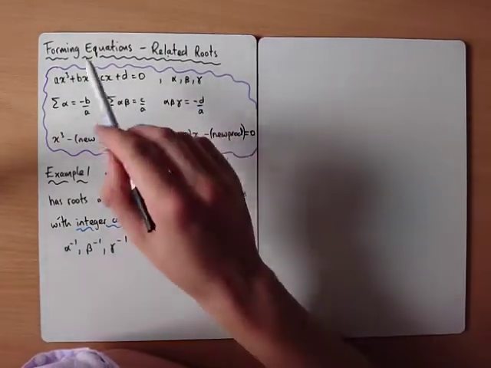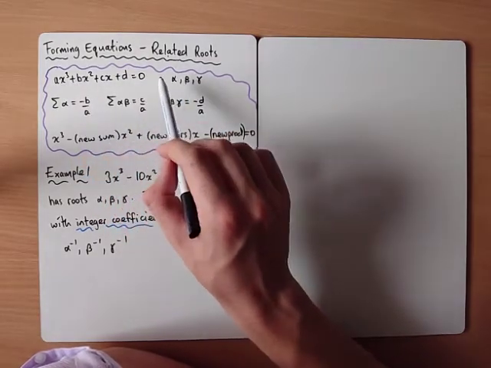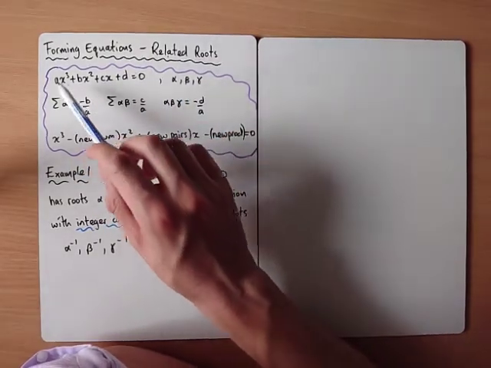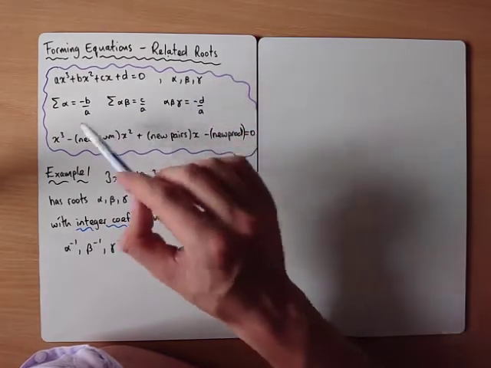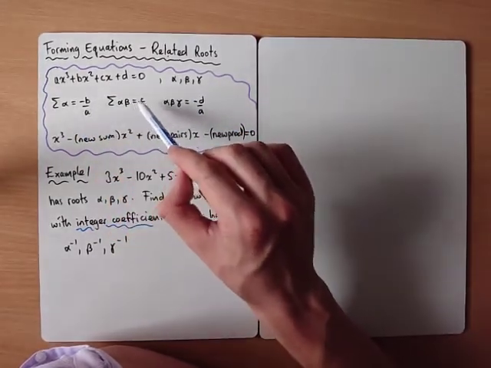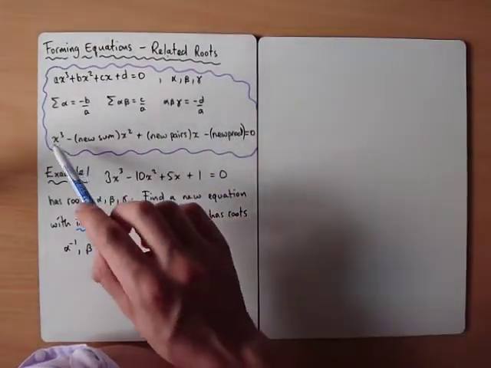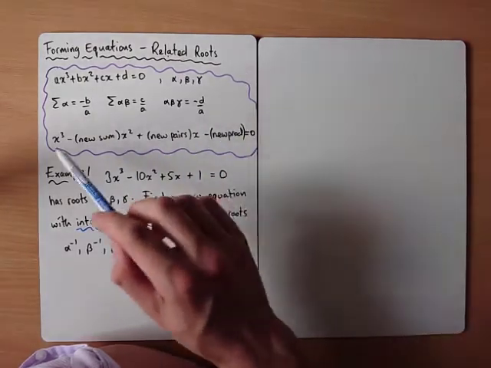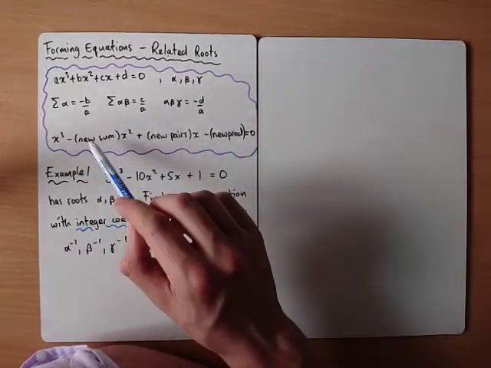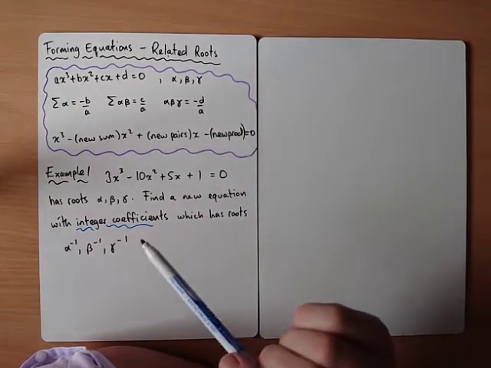In this video, we're going to look at forming a new equation with related roots, and we're going to extend it to cubics. So for cubics, we know that we've got three roots, alpha, beta, gamma, and we can think about the sum of the roots as being minus b over a, the pairs c over a, and the product minus d over a. To form the new cubic, it's similar to forming the new quadratic, but the pattern looks like this. It's minus the new sum plus the new pairs minus the new product.